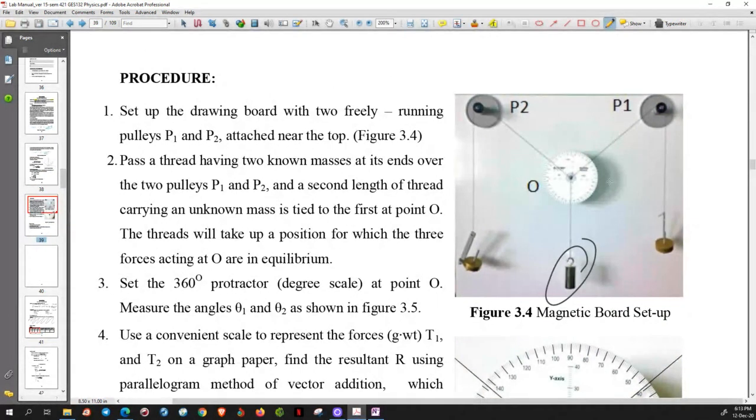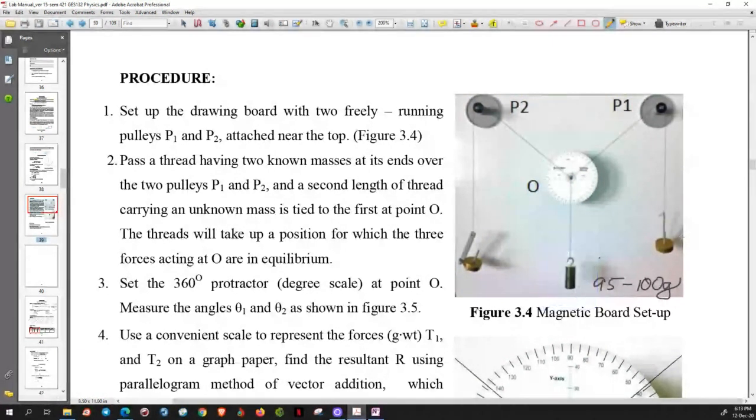You will find the value of this using a digital balance or a triple beam balance. You will measure it, and usually this will be in the range of 95 to 100 grams. I cannot tell you the exact value, okay? So it's from 95 to 100 grams.